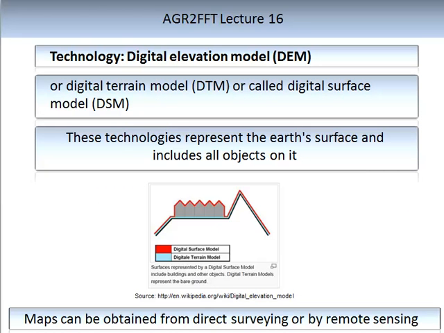The first technology I wish to discuss is a currently used technology. It is called Digital Elevation Modelling, or DEM for short. It can also be referred to as Digital Terrain Modelling, DTM, or Digital Surface Modelling, DSM. This technology represents the Earth's surface and all objects that appear on the Earth's surface. Maps can be obtained from direct surveying or by remote sensing technologies. This technology can be and is often applied to precision agriculture.